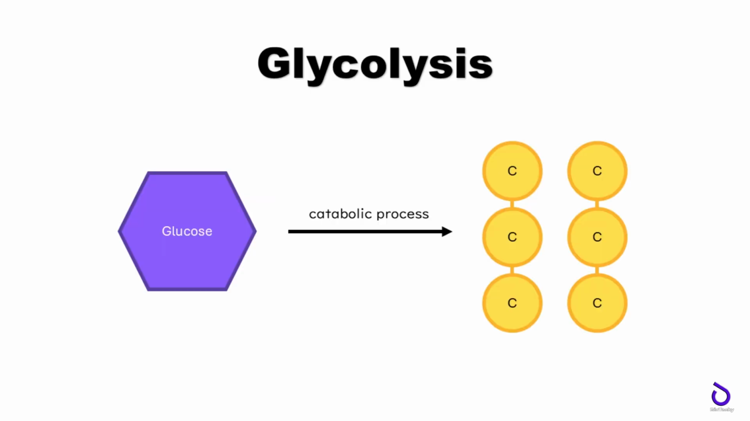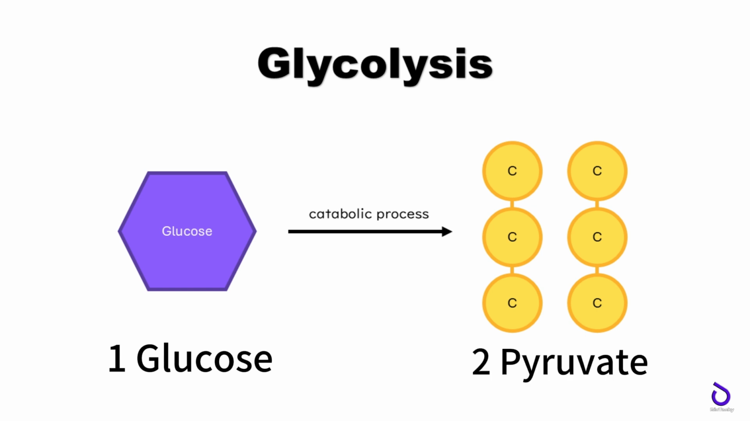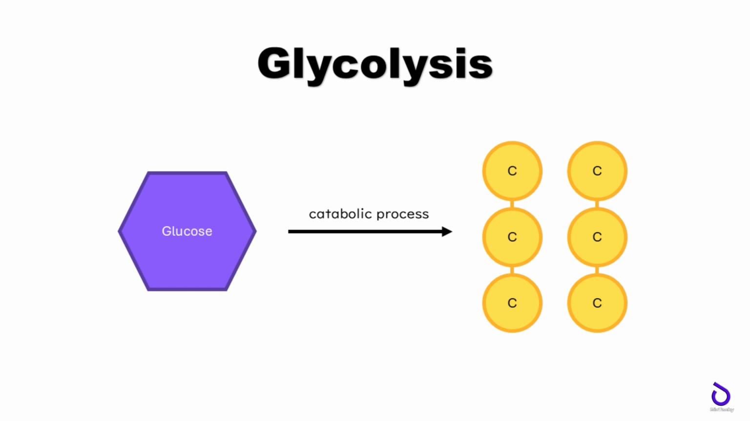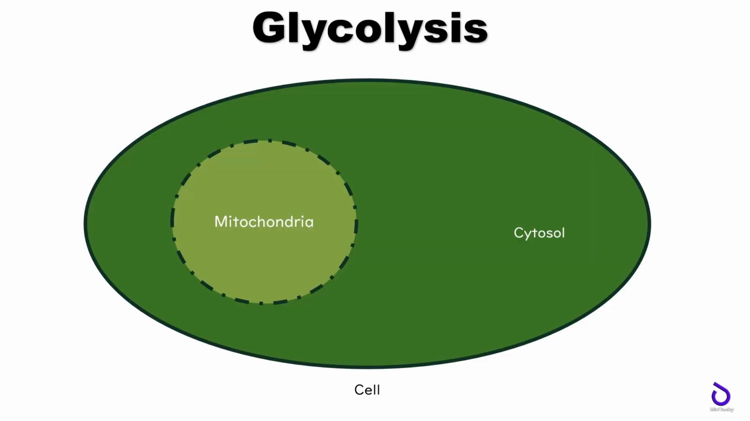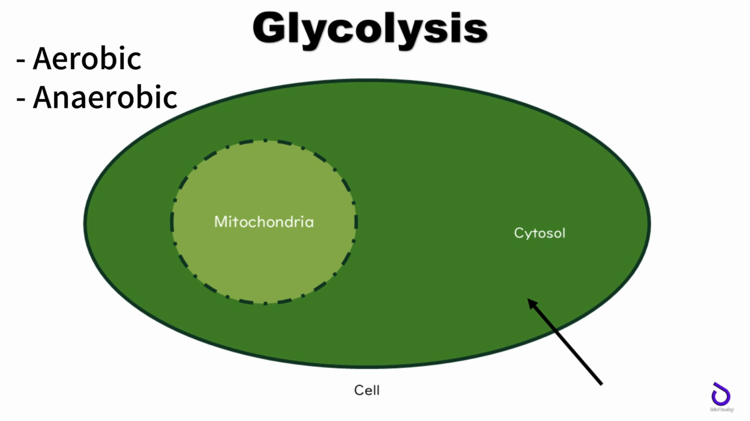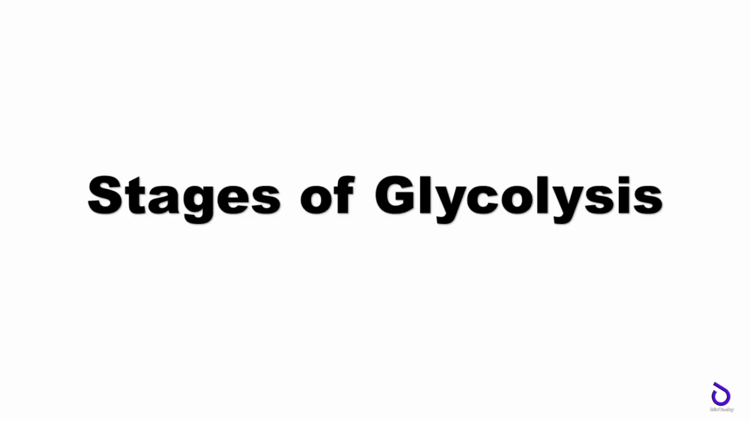Glycolysis. Glycolysis is a catabolic process where one molecule of glucose is broken down into two molecules of pyruvate, which serves as the precursors for aerobic catabolic pathways such as Krebs cycle. Glycolysis occurs in the cytosol of a cell and does not require oxygen, meaning it can function under both aerobic and anaerobic conditions. Glycolysis consists of two phases.